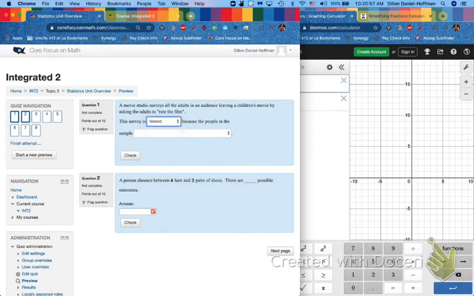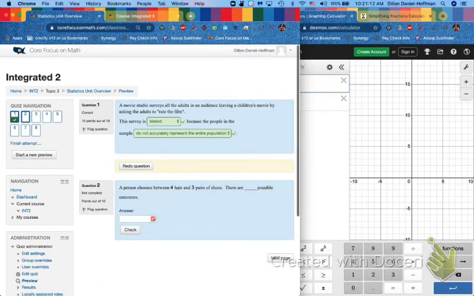If you're going to ask people what they thought of the movie, you have to include the kids. You've got to include everyone, especially because it was a kids' movie. And if it's biased, it means that the sample does not accurately represent the group as far as the population surveyed. So it's biased because the people in the sample do not accurately represent the entire population.